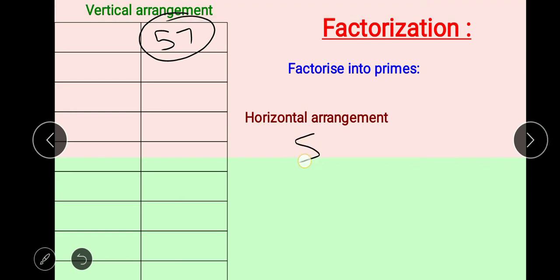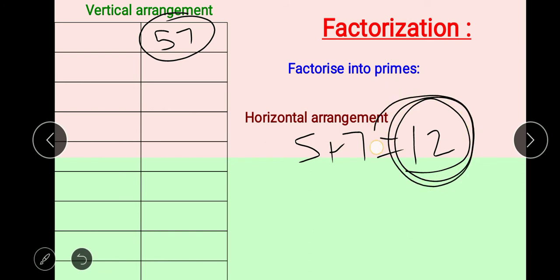We'll add the digits of 57, students. When we add the digits, we get 12. 12 is divisible by 3, that means 57 must be divisible by 3. So here we come to know that 57 is divisible by 3.